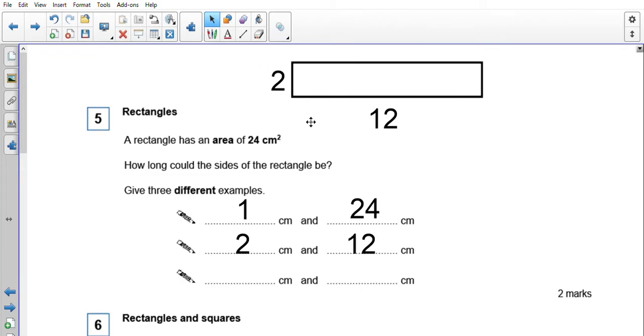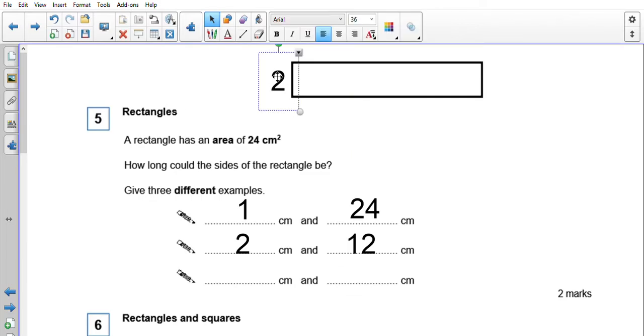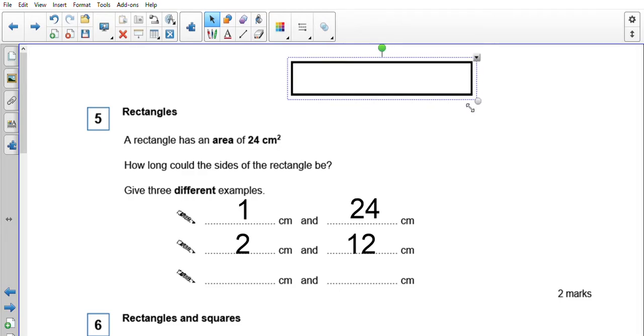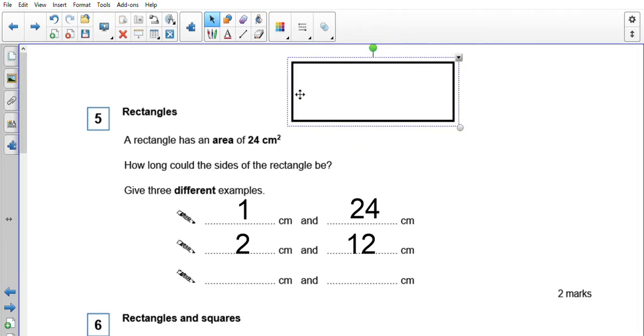Okay, now this essentially becomes a game of find the factors of 24. Okay, next one to do on that, I would suggest go, okay, well, if 1 worked and 2 worked, let's see if 3 worked. Can I multiply anything by 3 to get 24? Yeah, 8. 3 times 8 is 24.